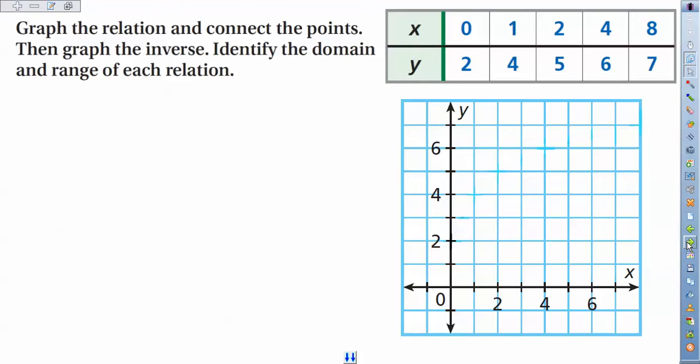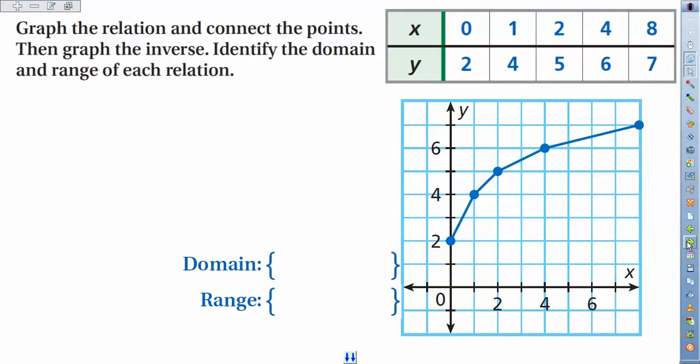Suppose we weren't just looking at one point, but what if we were looking at several points here? Notice the directions on the problem are asking us to graph the inverse after we first graph the relation. So let's graph this relation first, which looks something like that. Notice they want us to connect the points. Very rarely are you going to be asked to do that, but let's connect it because I think it's tied to the domain and range here.